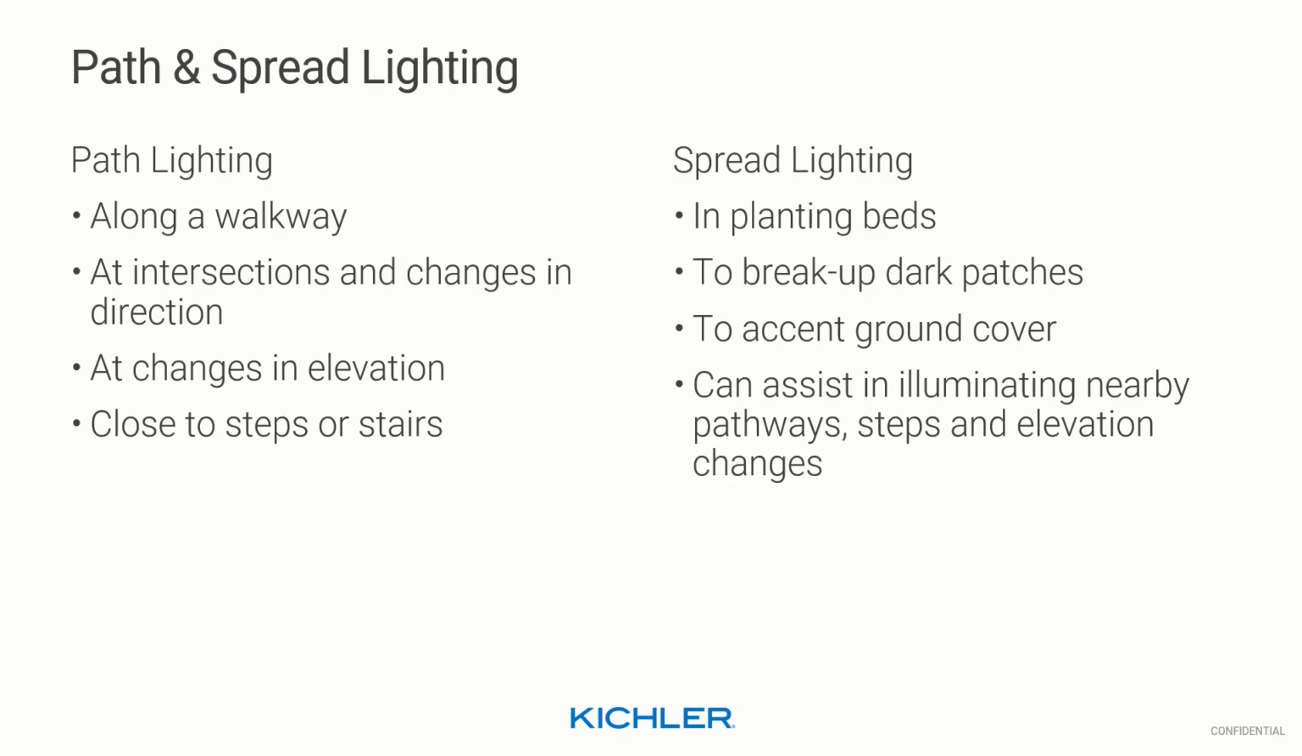Path lighting is used to help people navigate paths and walkways during the dark. It is typically positioned at intersections and changes in directions. It can also be helpful near steps and stairs or anywhere the elevation changes. Spread lighting is usually placed in beds and can often assist in the illumination of paths and walkways.